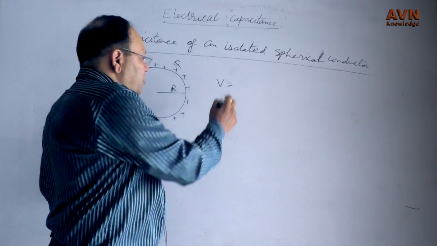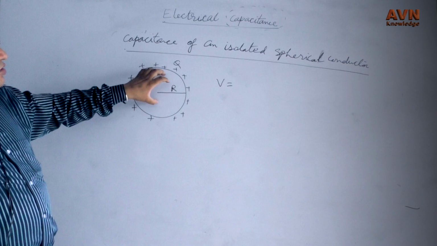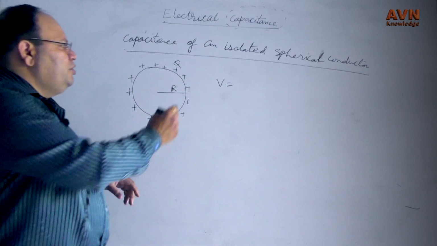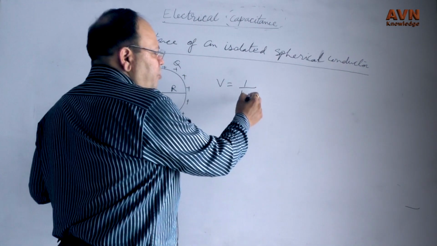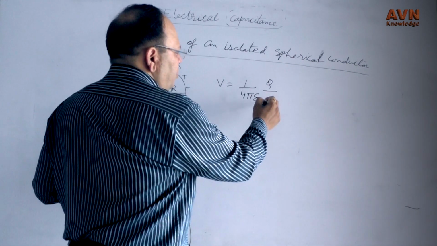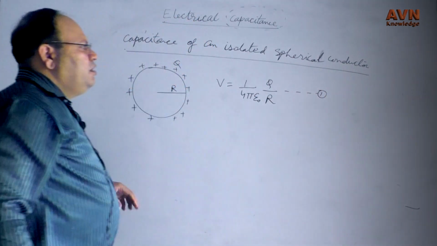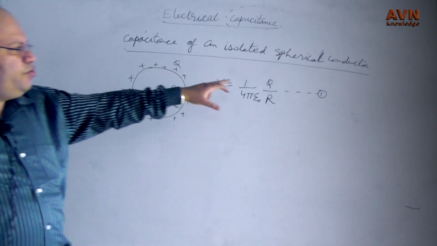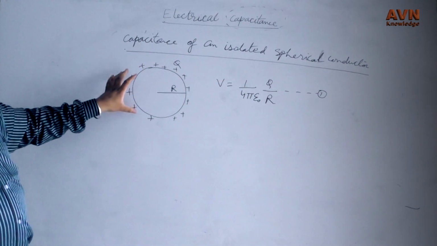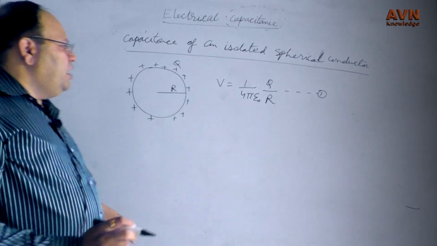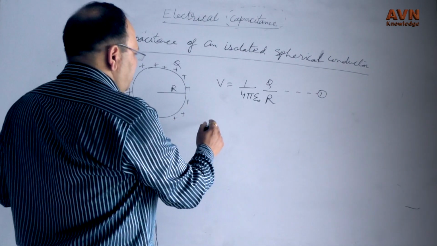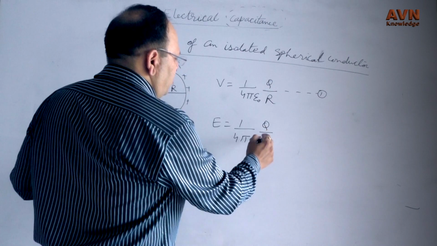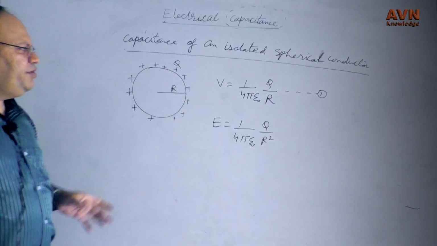What is the electric potential due to the spherical charged conductor? We have already studied in chapter 3 the electric potential due to this spherical charge: V equals 1 upon 4 pi epsilon naught Q upon R. This is the electric potential due to the spherical conductor on which the charge Q is equally distributed, and V is the potential. And what is the electric field? Electric field is 1 upon 4 pi epsilon naught Q upon R square. This I have already studied in the previous chapter.